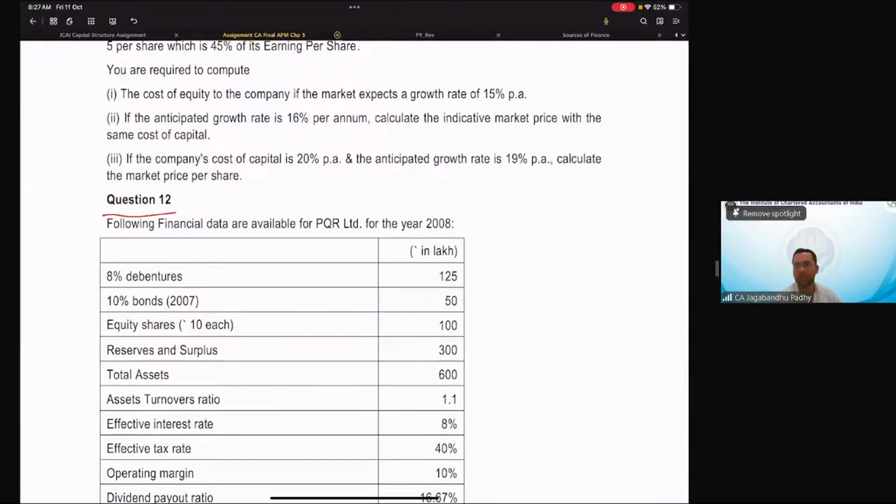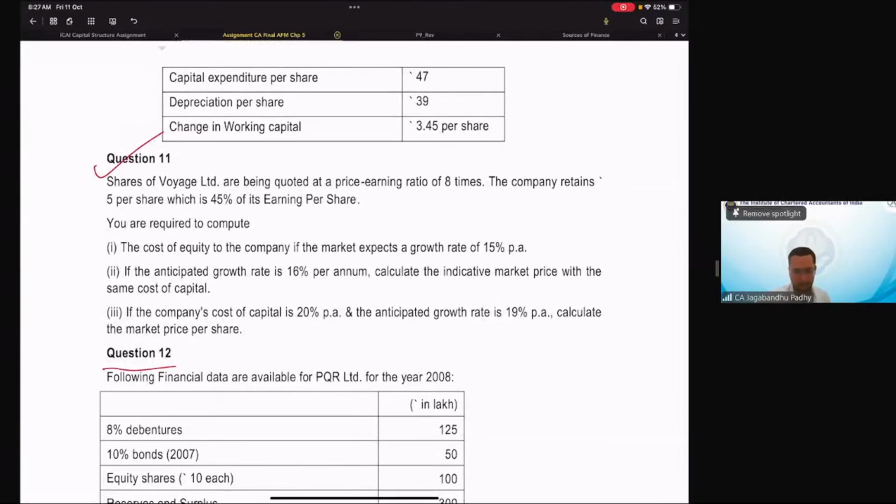Yes, sir. The student has asked that it has not been mentioned in question number 11 that the company is paying that much dividend. Of course we are assuming it, but there is no need to give any note. It is presumed in this question.